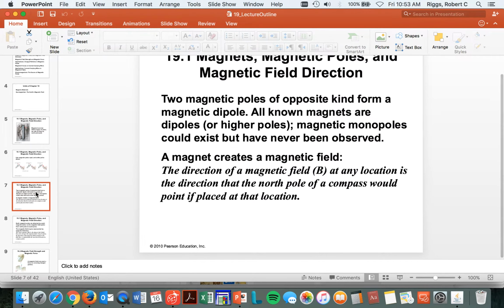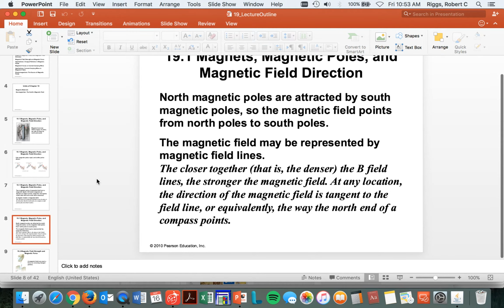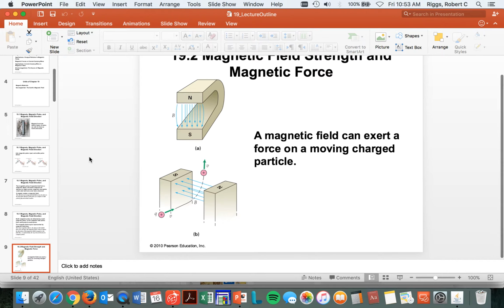So here we go. Like poles attract, strength of the magnetic field. Okay, the closer they are together, the stronger the field. A magnetic field. Remember, all fields create a force on something. So gravitational fields create forces on the masses of things. Gravitational force has no effect on light because light has no mass. A photon has no mass, but light is an electromagnetic field, so you can bend light in magnetic fields and things like that.